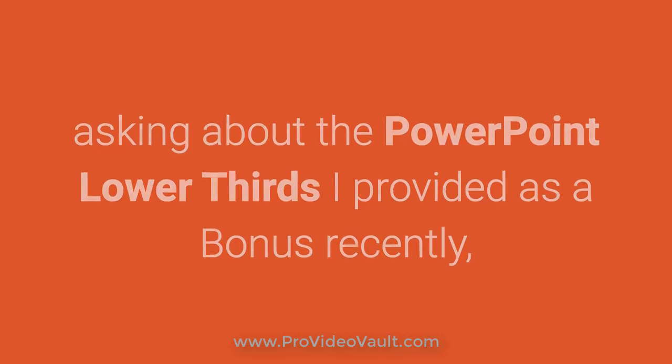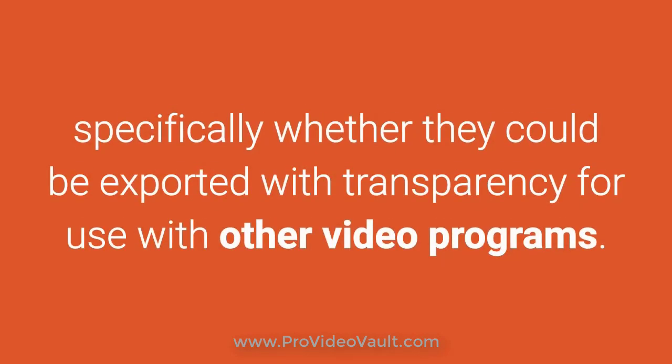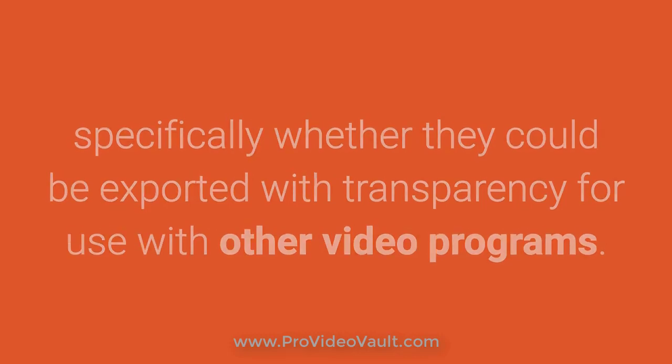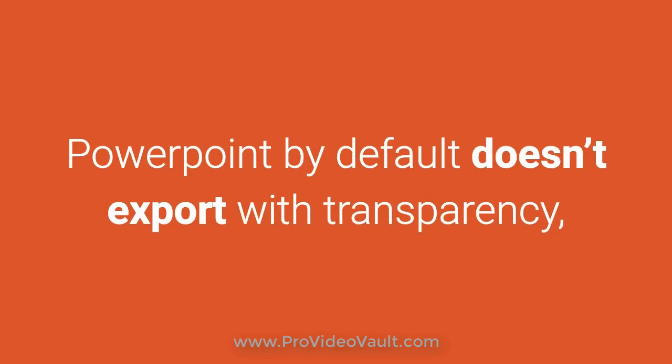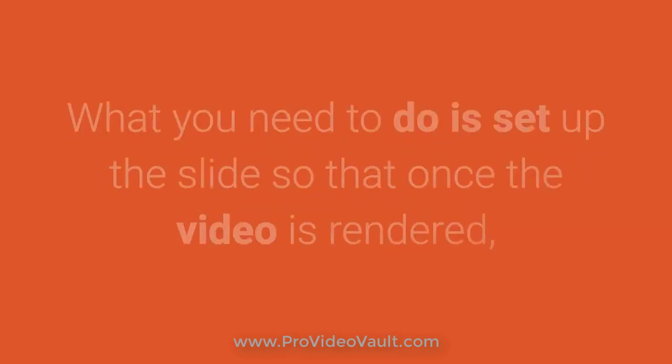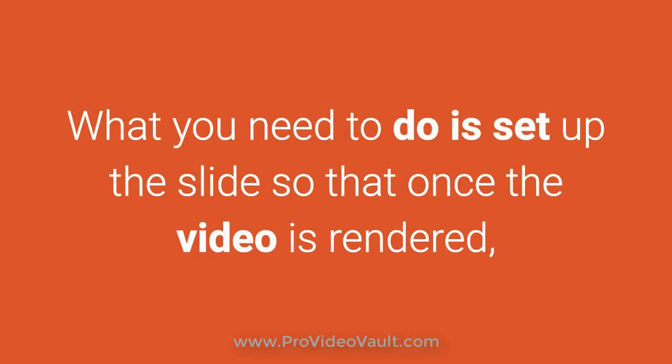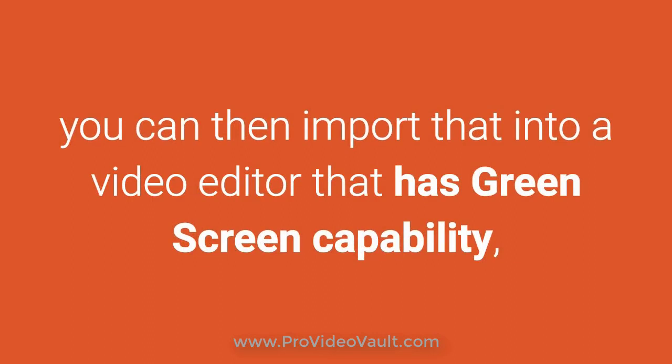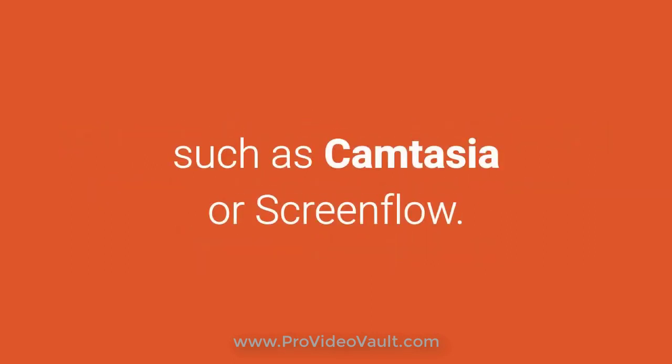I had a question from a customer asking about the PowerPoint lower thirds I provided as a bonus recently, specifically whether they could be exported with transparency so they could be used with other video programs. Well, PowerPoint by default doesn't export with transparency, but there is a workaround to do that. So what you need to do is set up the slide so once the video is rendered, you can import it into a video editor that has green screen capability, such as Camtasia or ScreenFlow if you're on a Mac.